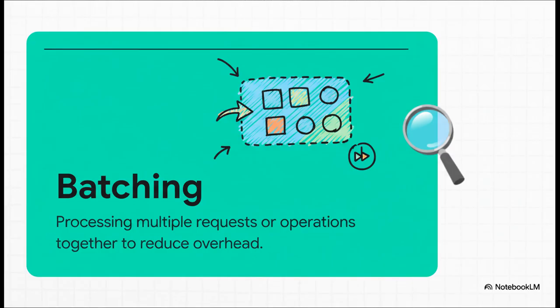Next is batching. This is all about grouping similar tasks together to cut down on overhead. Think about it like loading a dishwasher. You wouldn't run a full cycle for one dirty plate, would you? Of course not. You wait until it's full. Batching is that same logic, but for code. You process 100 database writes in one efficient go, not one at a time.